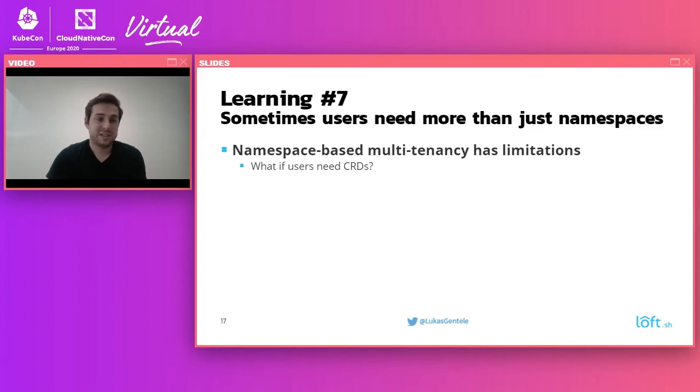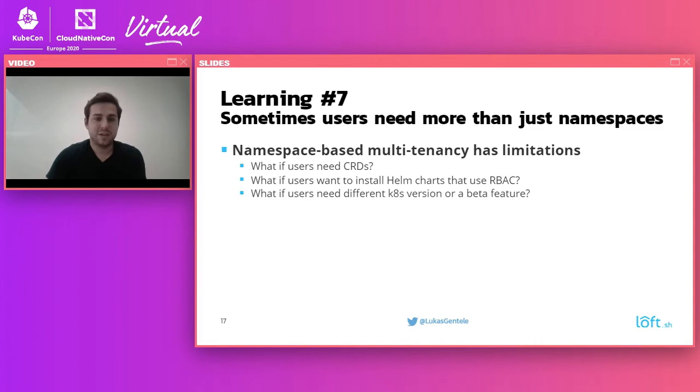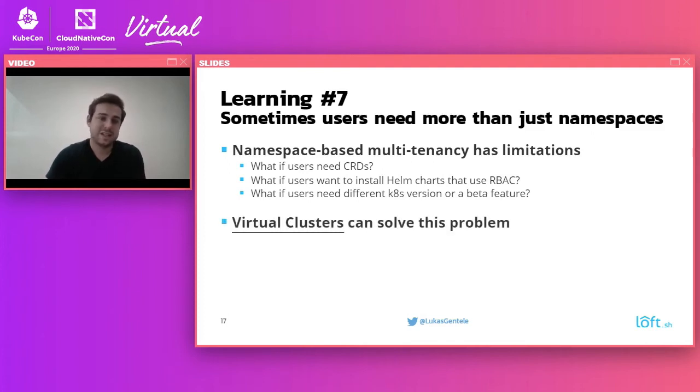What's with custom resource definitions? Will you be able to let your users install CRDs? Probably you don't want to do that, right? Helm charts use certain RBAC permissions. What if your users want to enable certain Kubernetes alpha or beta features or want a different Kubernetes version? You can't do that with namespaces, but you can with a construct called virtual clusters.